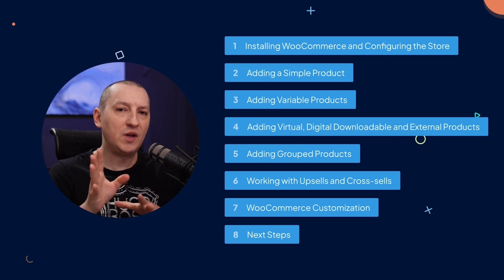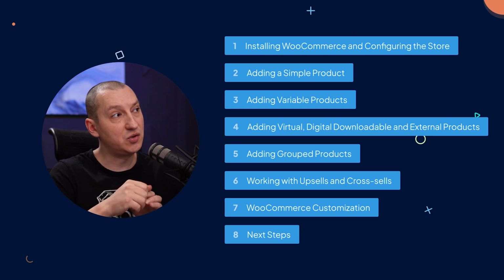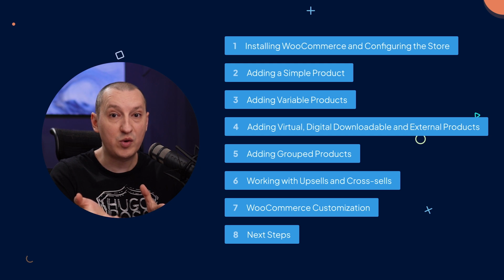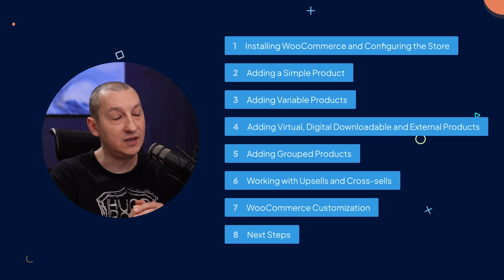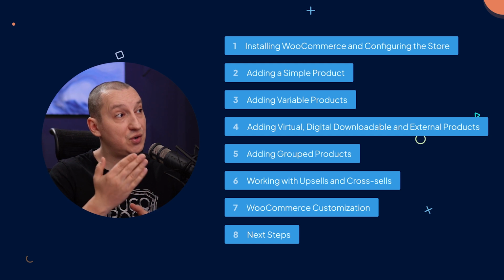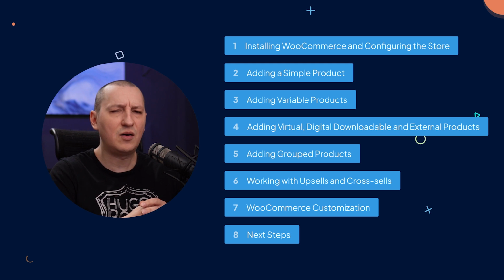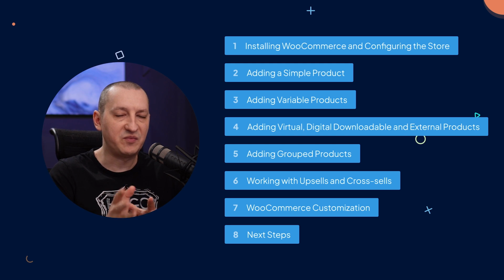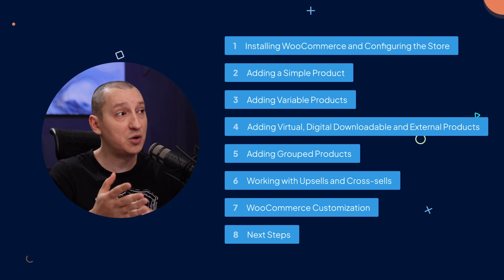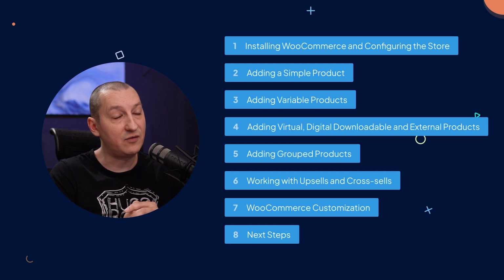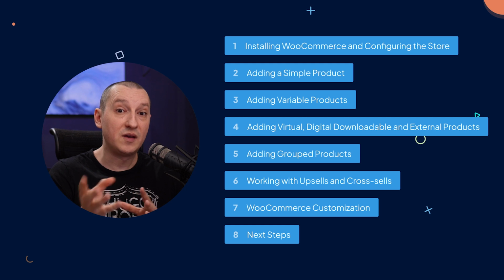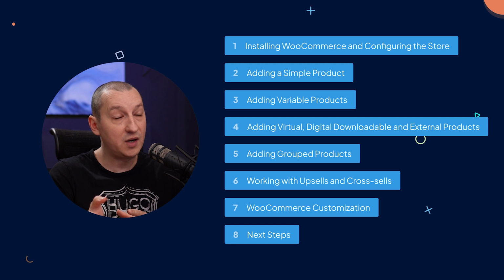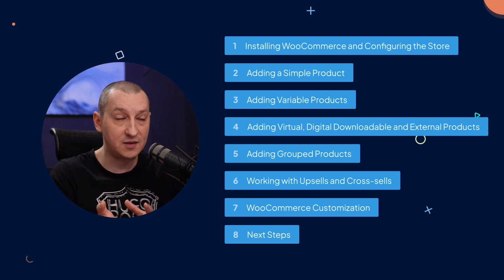And we'll kick things off with a closer look at WooCommerce, where we can get it, and also how to install it. Then we'll learn how to add products. And there are several types of products we can add to WooCommerce. So we'll look at each and every one. We'll work with simple and variable products, but also virtual, digital downloadable, external, and grouped products.